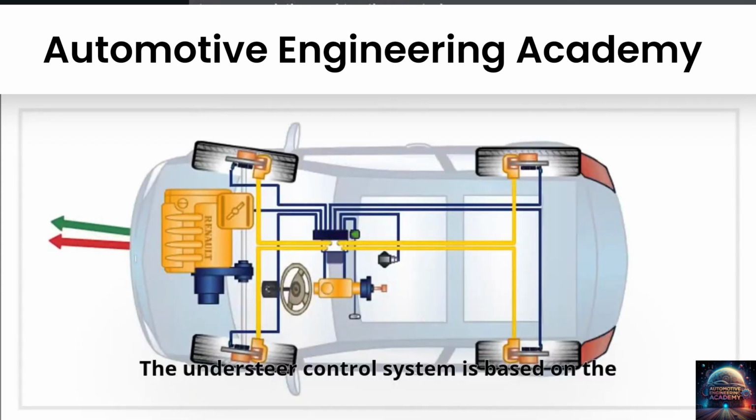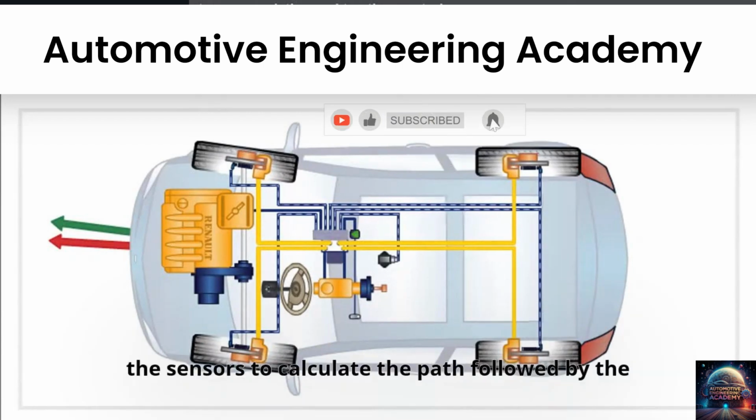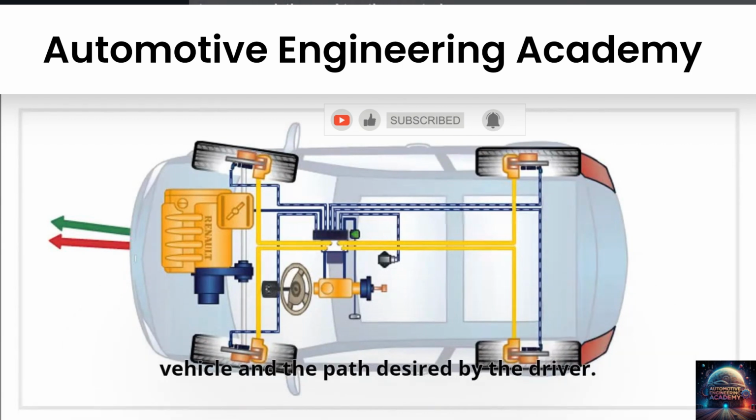The understeer control system is based on the reduction of the vehicle speed. The computer takes account of the information from the sensors to calculate the path followed by the vehicle and the path desired by the driver.